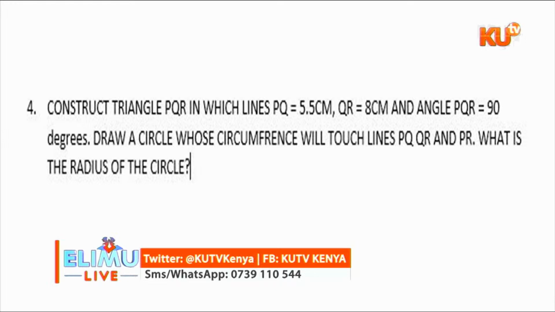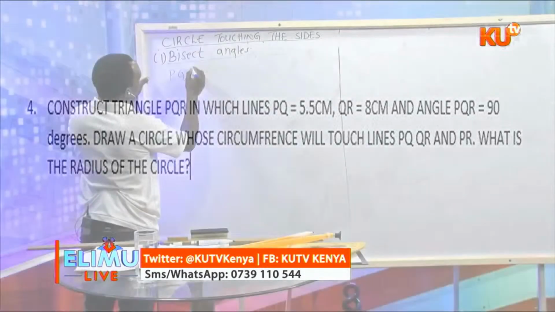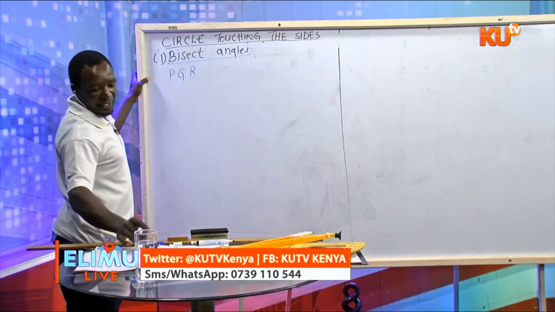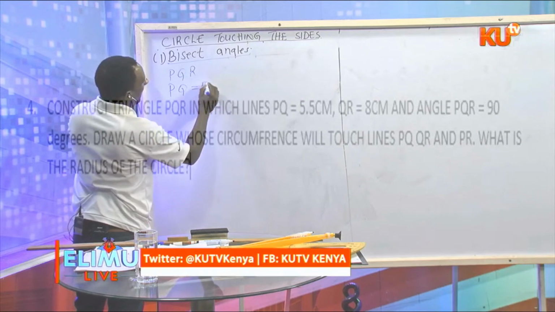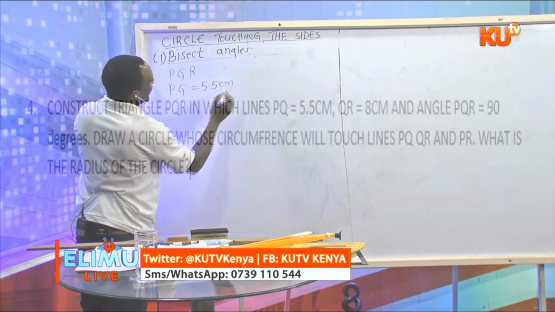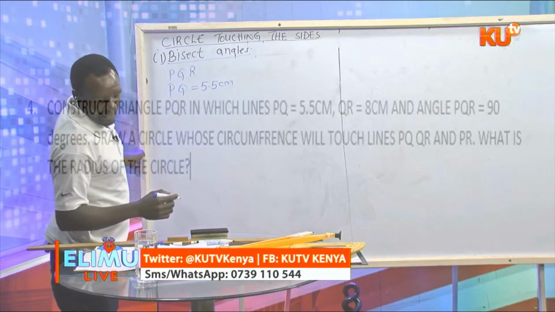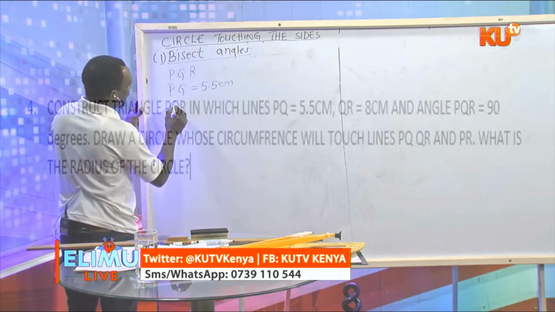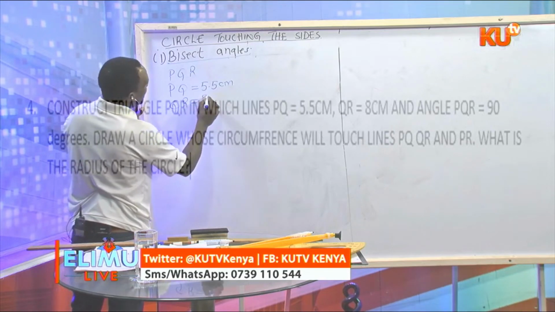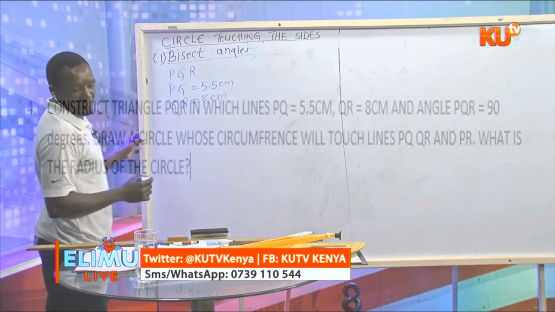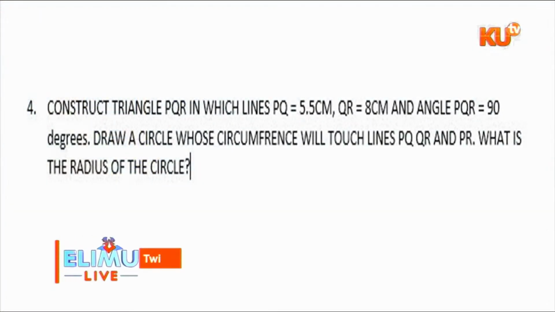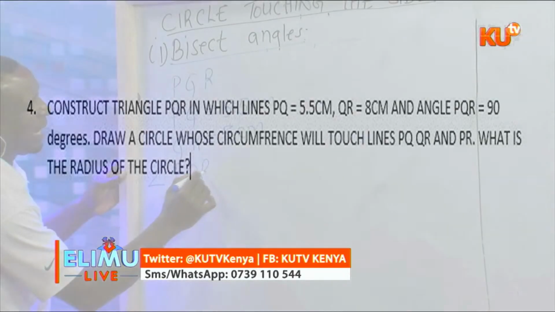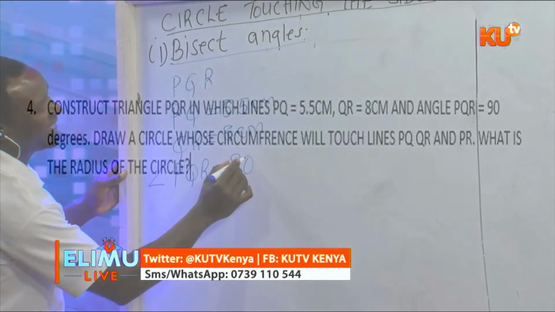So get your information. We have: construct triangle PQR in which line PQ is equal to 5.5 centimeters, QR is equal to 8 centimeters, and angle PQR is equal to 90 degrees.